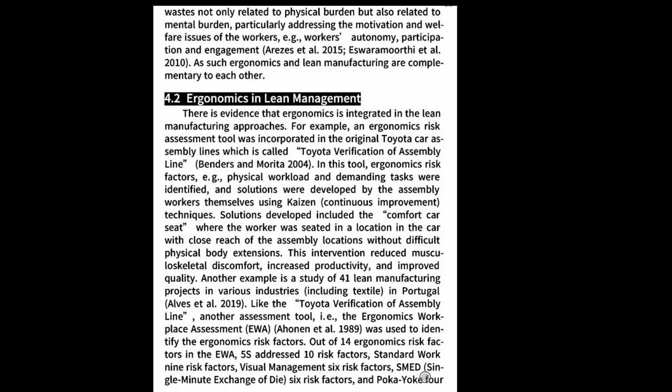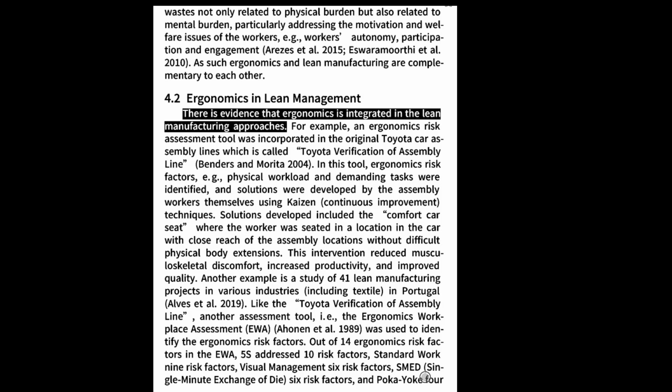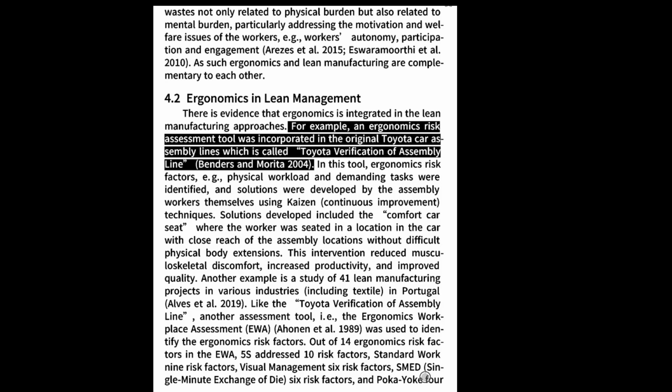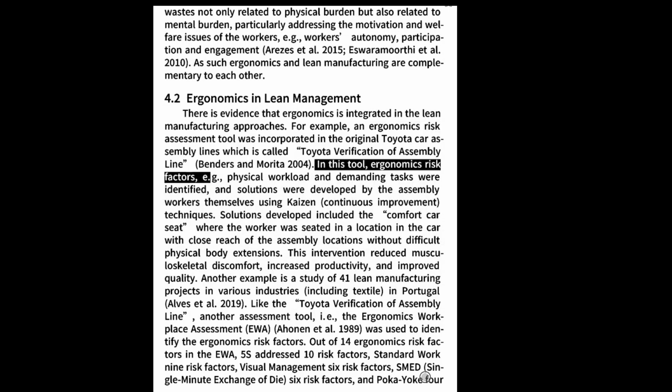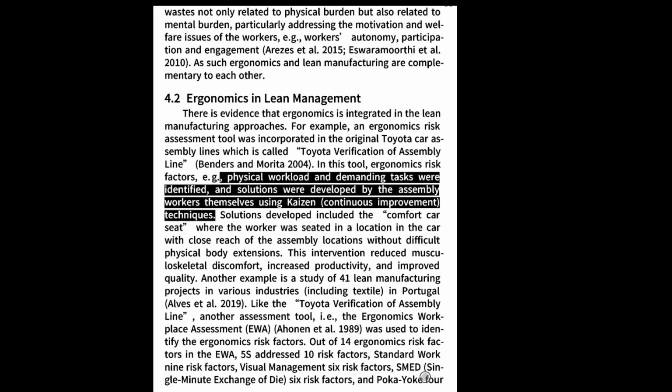4.2 Ergonomics in Lean Management. There is evidence that ergonomics is integrated in the lean manufacturing approaches. For example, an ergonomic risk assessment tool was incorporated in the original Toyota car assembly lines, which is called the Toyota Verification of Assembly Line, Benders and Morita 2004. In this tool, ergonomics risk factors, e.g. physical workload and demanding tasks, were identified, and solutions were developed by the assembly workers themselves using Kaizen continuous improvement techniques.